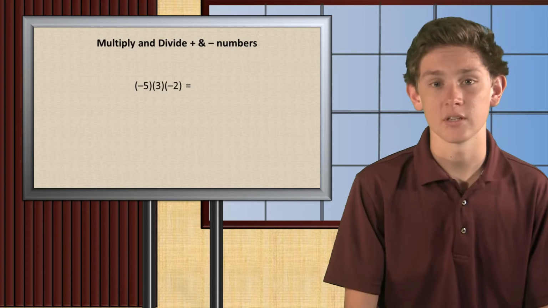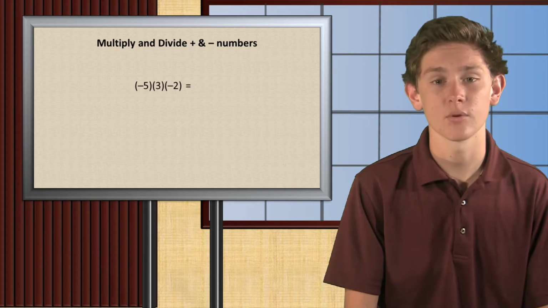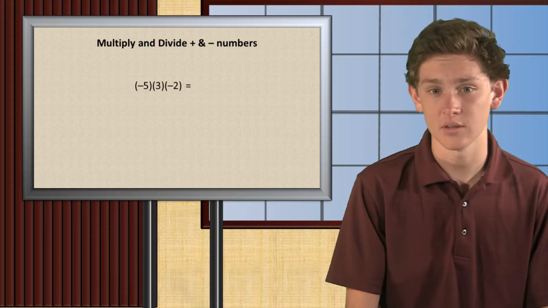-5 times 3 times -2. Since there's two negative signs in this multiplication, the answer is going to be positive. And since 5 times 3 equals 15, and 15 times 2 equals 30, the answer is going to be 30.